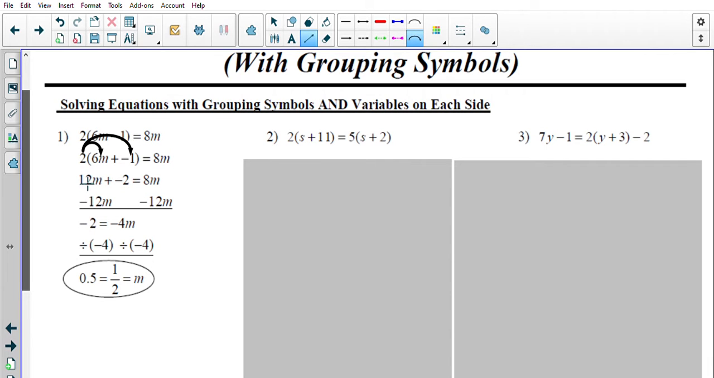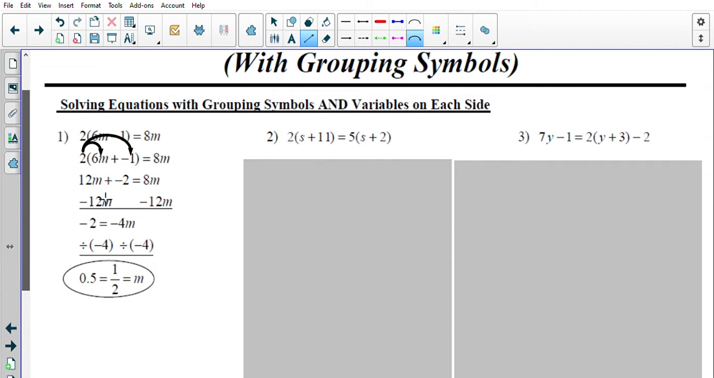Now you might end up having 12m minus 2 if you don't add the opposite, and then it's a good idea to write that as 12m plus negative 2. Now, if you recall, if we have variables on both sides, normally I would move the smaller variable expression, which is 8m, since 8 is smaller than 12. However, 8m is already by itself, so I do suggest moving this positive 12m to the opposite side. Since it's positive, I'm going to subtract 12m from both sides.